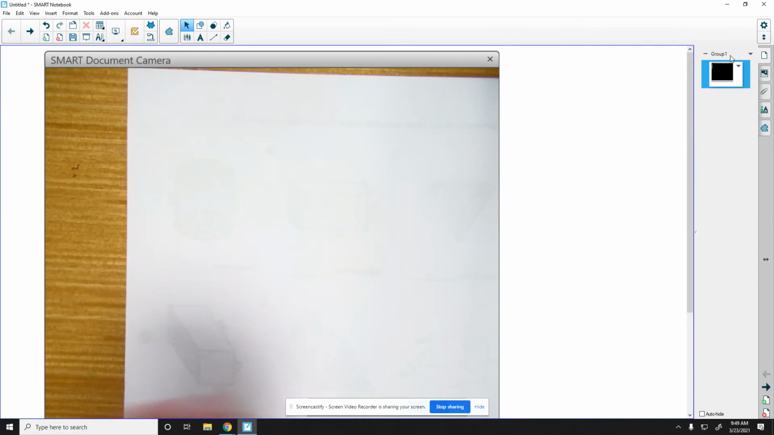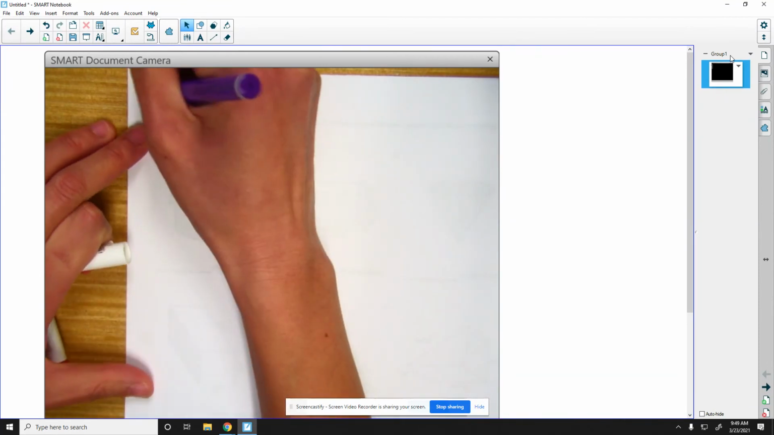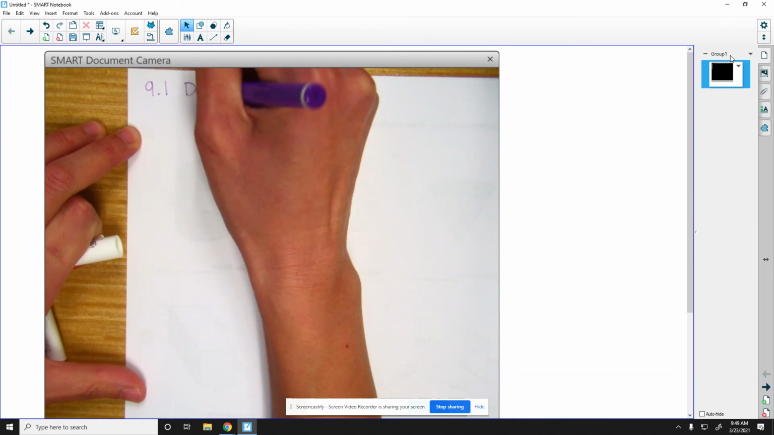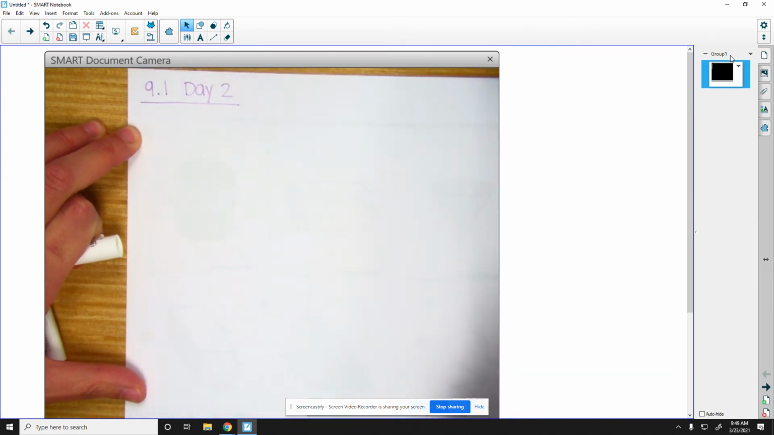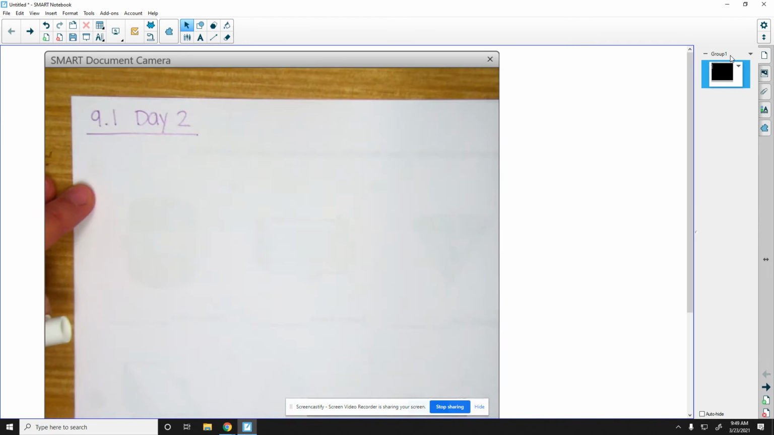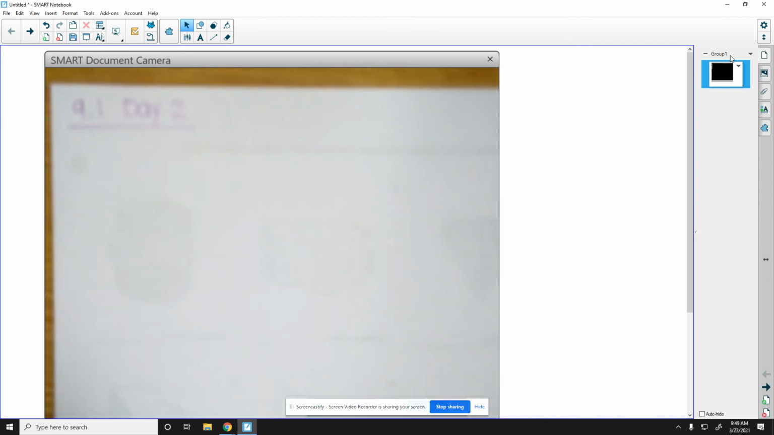Here we go. So on top of your paper, can we please label it 9.1 day 2? This is now day 2 notes on a lined sheet of paper. 9.1 day 2. So all of us are writing this down, okay? It's not a matter of you sitting there and just looking, because I feel like we really need to practice it and try it. So let's all write this down.